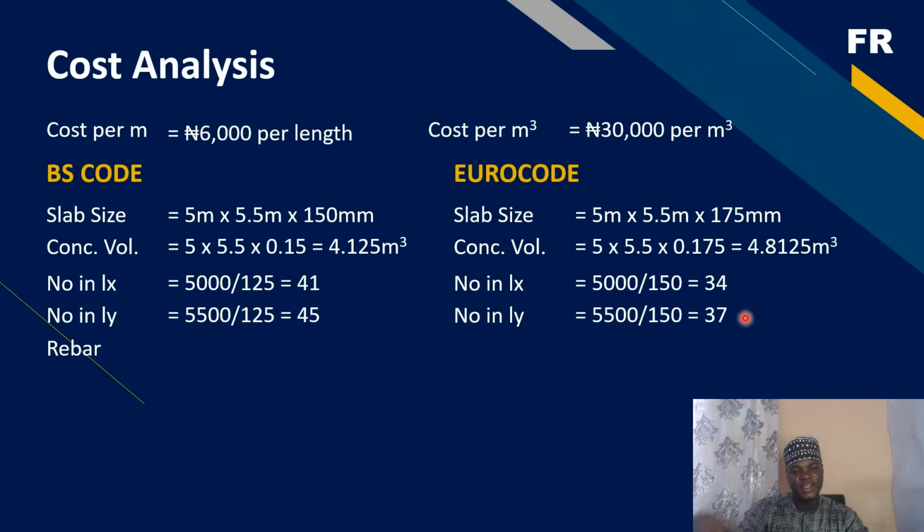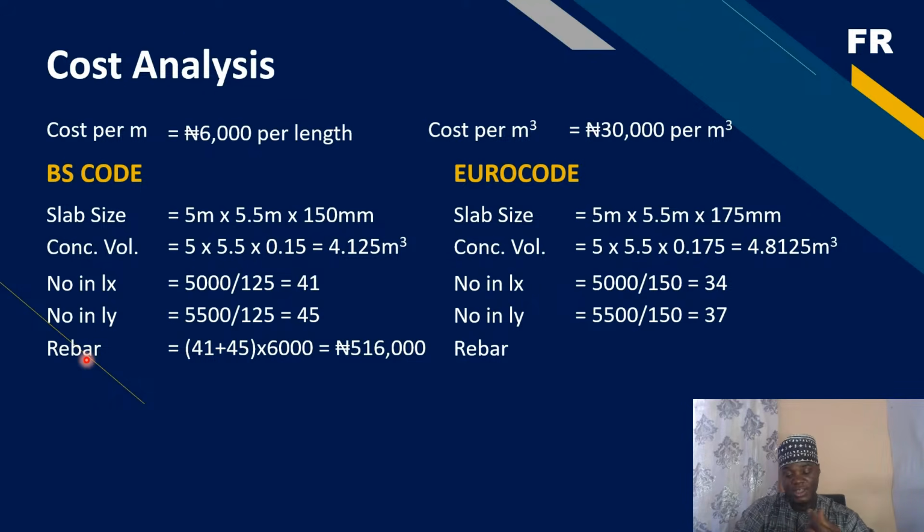We are using cost per length. We don't need to evaluate the length because this is the cost per length. So we just take the total number of reinforcement times the unit cost per length. So this one is going to give us 516,000 naira for the reinforcement. Then according to the Eurocode, because the spacing is slightly higher, we are going to have a lesser cost for reinforcement. So we save more. That will be 34 plus 37 times 6,000 naira. So we are going to have 426,000 naira for the cost of rebar according to the Eurocode.